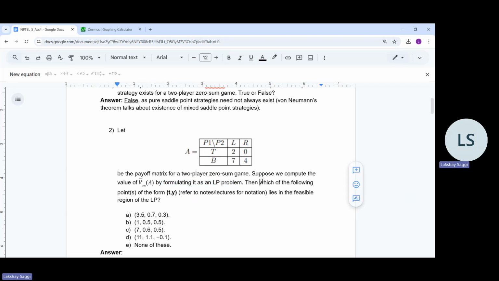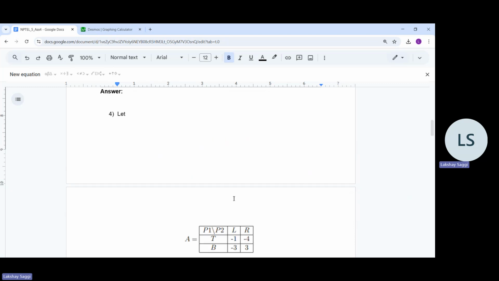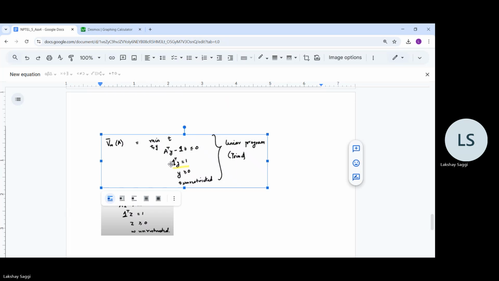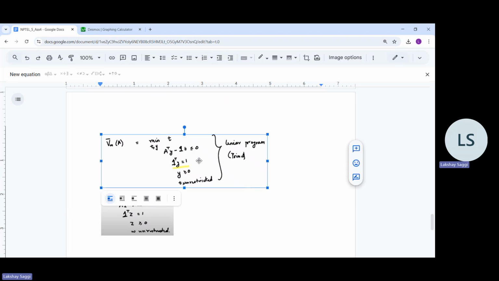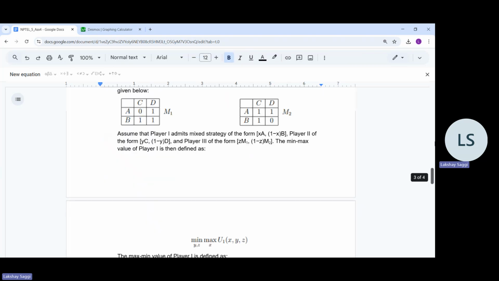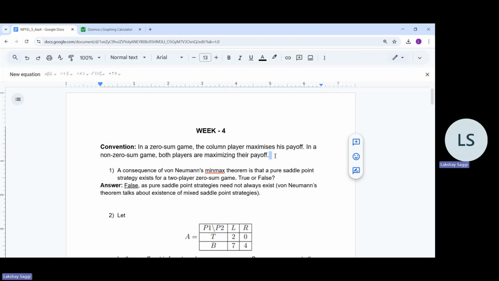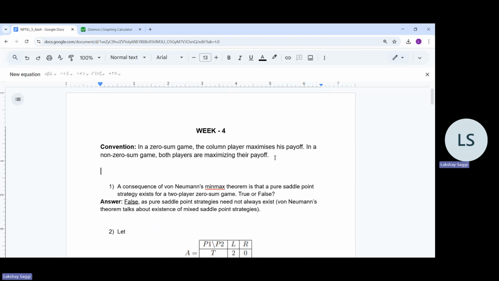And now we need to find out which of the following points of the form T comma Y lies in the feasible region of the LP. It might be confusing what T comma Y is. Again, this notation was also discussed in the lectures. For a quick revision, I have taken a screenshot of these notations, and I'll put them after the convention and before the questions start.